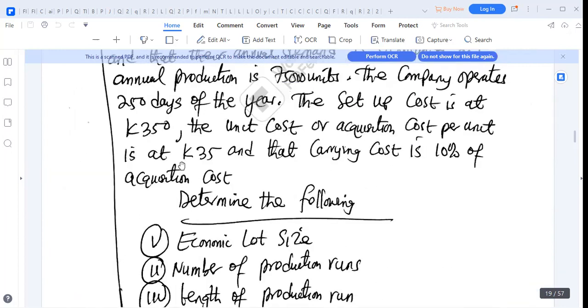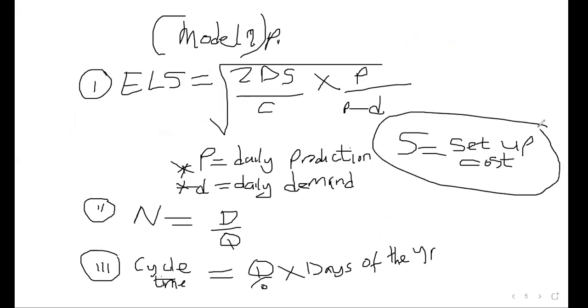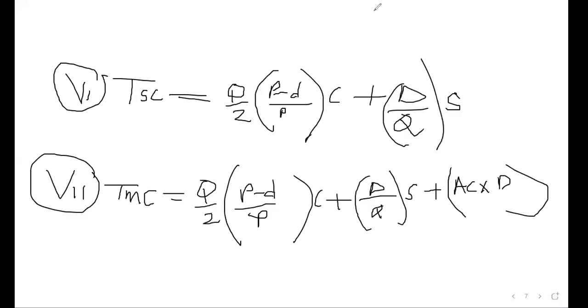So here, the formulas that I've given are the ones to use. You just need to know that P is daily production, d is daily demand, and S is setup cost. So this is our setup cost. So we can now get down to the solution.